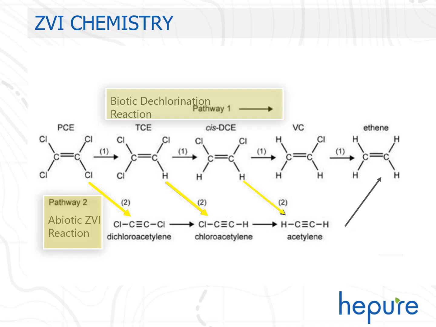One big advantage of ZVI over a biological process is the abiotic pathway does not form any DCE or vinyl chloride. Any of the chlorinated ethenes can enter the abiotic pathway and bypass DCE and vinyl chloride.